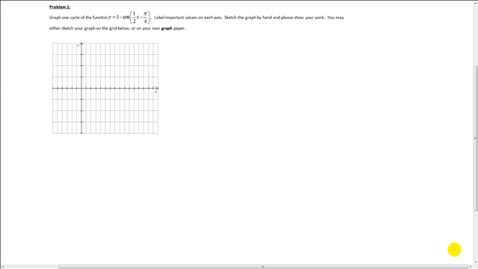Here's a video of an example problem that's very similar to something that you'll have in your written assignment, where we're asked to graph a cosine function.